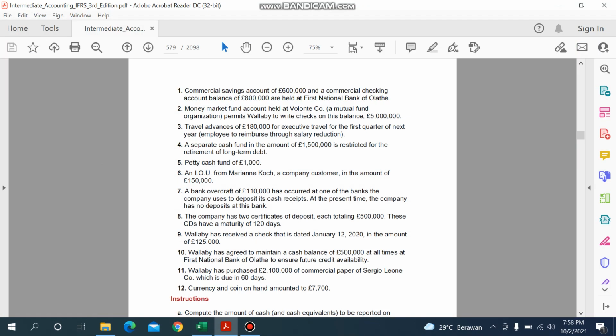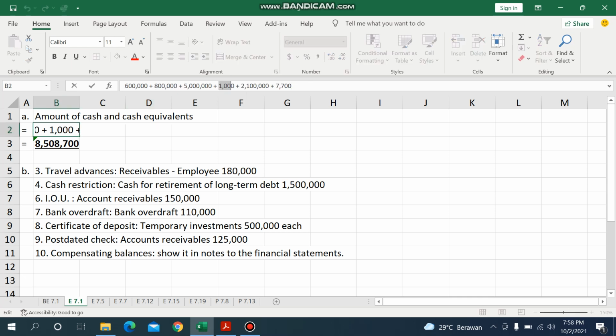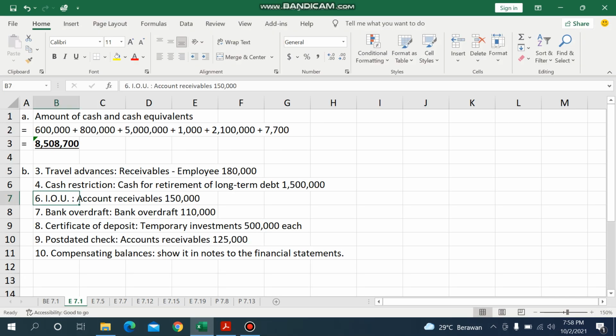And then number 5, petty cash fund of 1,000. Obviously, petty cash fund will be reported under cash, 1,000. And then number 6, an IOU from Marianne Koch, a company customer, in the amount of 150,000. So IOU is I owe you. It means a receivable. So obviously this will be reported under accounts receivable.